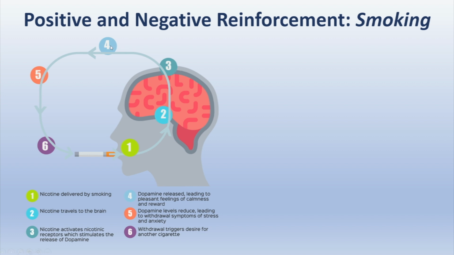Dopamine is released, which leads to pleasant feelings of calm and reward. And then eventually the dopamine levels will reduce again, leading to withdrawal symptoms of stress and anxiety. So when somebody doesn't smoke, they will get withdrawal symptoms. They might feel stressed or anxious or shaky, for example. And then because they feel withdrawal effects, they feel rubbish again, they continue to smoke.